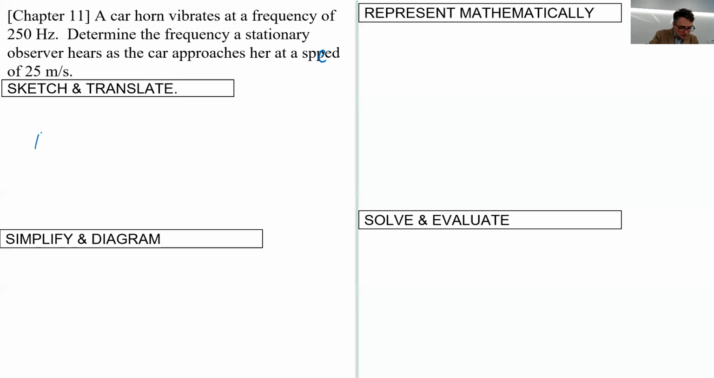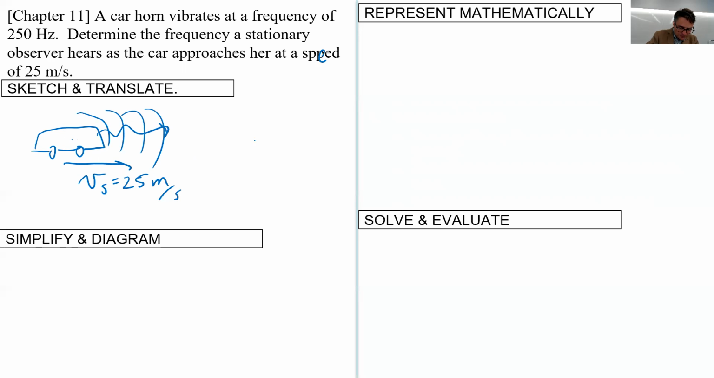Determine the frequency a stationary observer hears as the car approaches her at a speed, typo there, of 25 meters per second. So the car is now moving and beeping, sending out this wave. So it's moving at some Vs equal to 25 meters per second towards the observer. VO is 0, she's just sitting there. F of the source is equal to 250 hertz. F of the observer is equal to question mark.